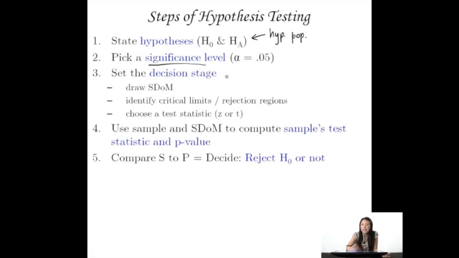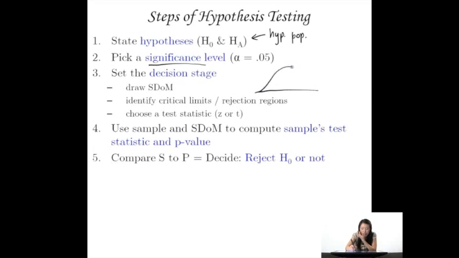Then you want to set a decision stage. So far we haven't done anything except setting things up. And still we're setting things up. We set up a decision stage. And what you want to do is draw the SDOM, the sampling distribution, right? So remember we have this hypothetical population and we create a sampling distribution so that we could take our sample and compare it to that sampling distribution. So you draw the SDOM and you identify the critical limits.